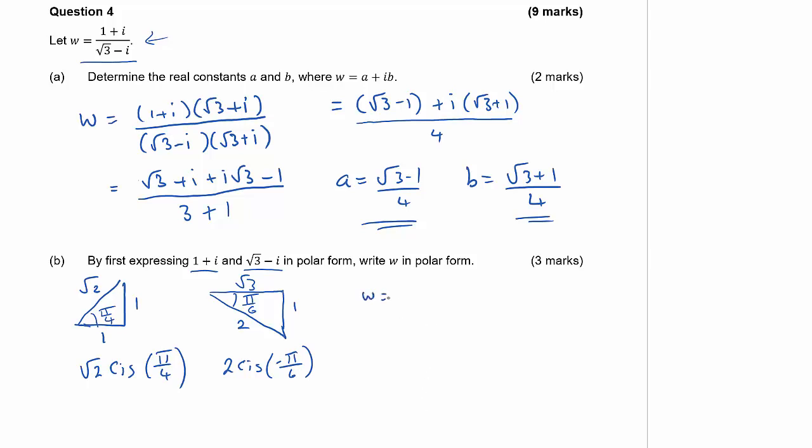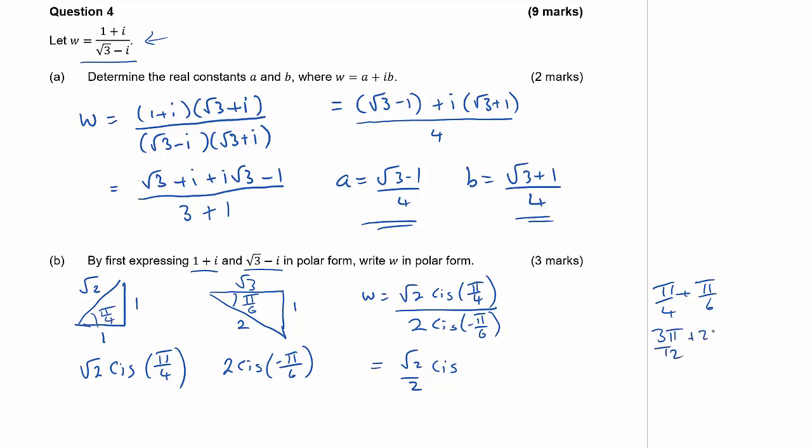So w is going to be root 2 cis pi by 4 divided by 2 cis negative pi by 6. So that's going to be root 2 over 2, and here we need to subtract the arguments. So if we do pi by 4, it'll end up being plus pi by 6. So that's 3 pi by 12 and 2 pi by 12. So that is going to be 5 pi by 12.